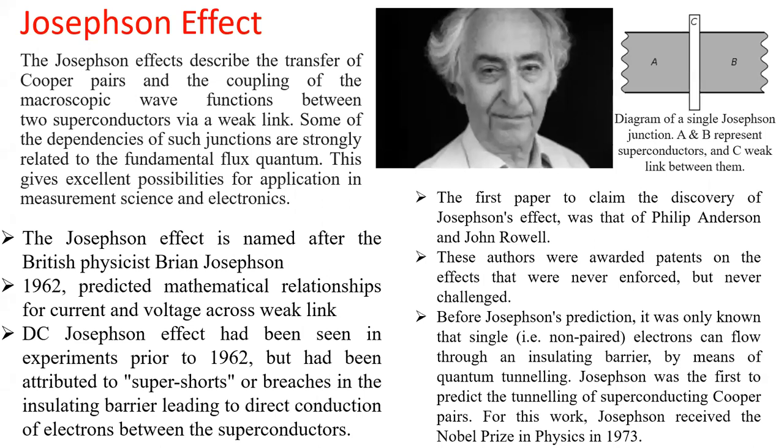Therefore, before Josephson's prediction, that is before 1962, it was only known as a single electron, or you can call it a non-paired electron. Paired in the sense of two, that is the Cooper pair, what you're expecting. Individual electrons can flow through an insulating barrier, which is what you are seeing on the top, by means of quantum tunneling. This tunneling process they call quantum tunneling.